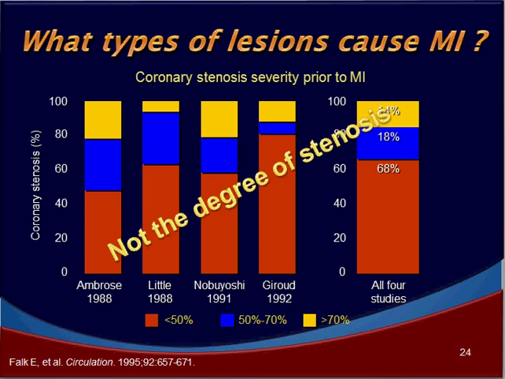What types of lesions in the coronary blood vessels cause myocardial infarction? When we look at several studies, the Ambrose study, Little study, Nobuyoshi study and the Giroud study, in all of them you see the brown area is less than 50% stenosis, the blue area is 50 to 70% stenosis, and the yellow area is people with more than 70% stenosis.